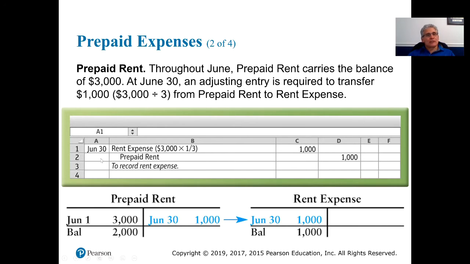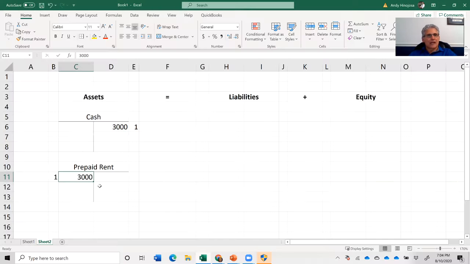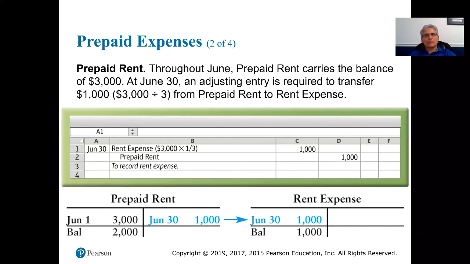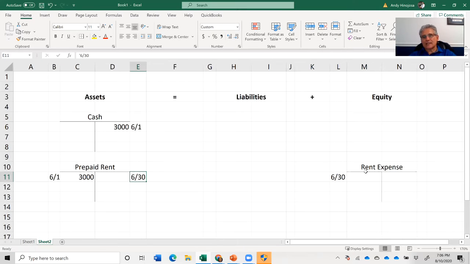That entry is going to be dated June 30th, the end of June, and we're going to make the adjusting entry of rent expense. We're going to debit rent expense for $1,000, and we're going to credit prepaid rent to record rent expense. So this journal entry is going to be updating the 2 accounts. Prepaid rent is now going to show a balance of $2,000. Rent expense is going to show $1,000. Now, how does this work? So to post this journal entry made in the journal to the ledgers, which are represented by T accounts.